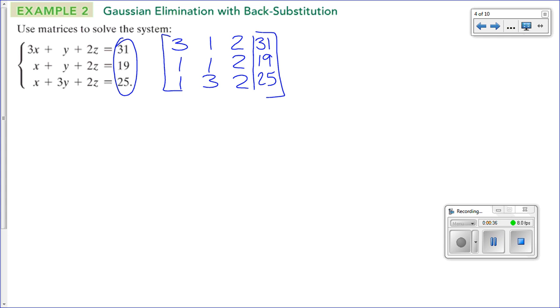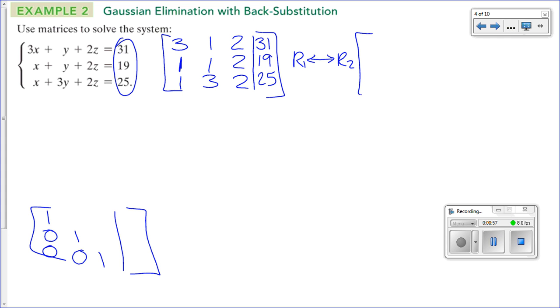Now, remember that our goal is to obtain something like this: ones on the main diagonal and zeros below the ones, right? So what we're going to do is, since we already have a 1 here, we'll propose that we interchange R1 with R2. You could also choose to interchange R1 with R3. That's fine. It doesn't matter.